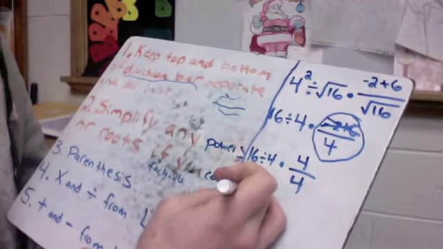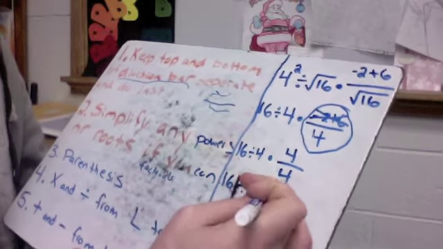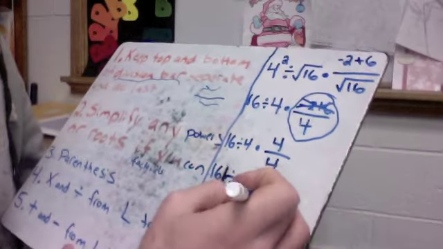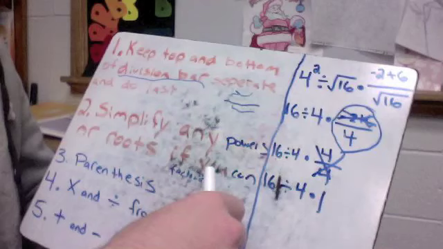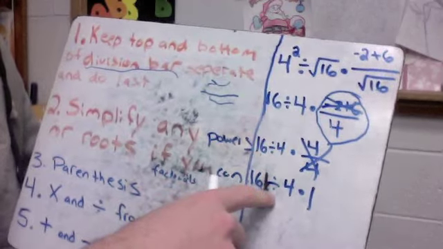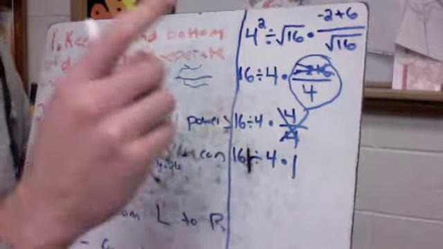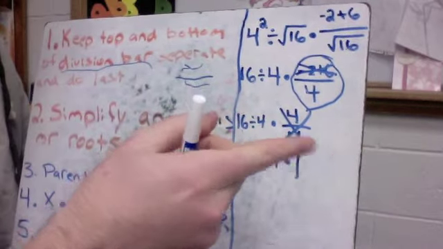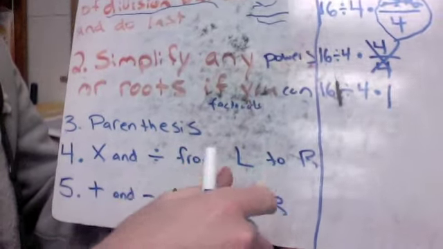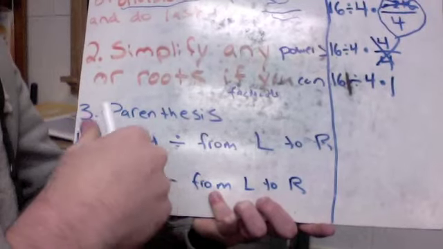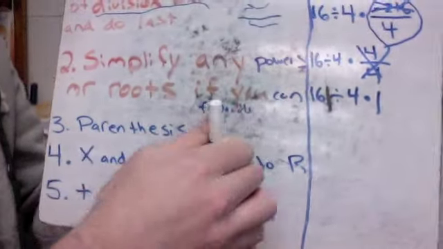So now let's bring it down. We got 16 divide 4 times, and we did 4 over 4 is 1, or 4 divided by 4 is 1. Now we've got only divide and times. That's it. So we're going to end up going straight across, because on number 4, it's times and divide from left to right. We don't have any additions, so we won't worry about that. Times and divide from left to right.